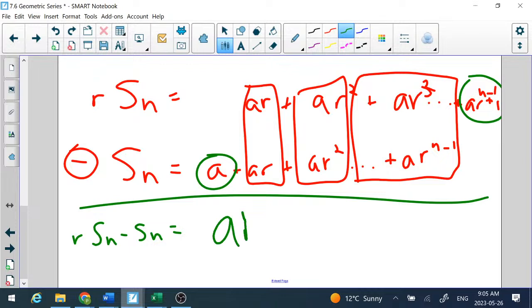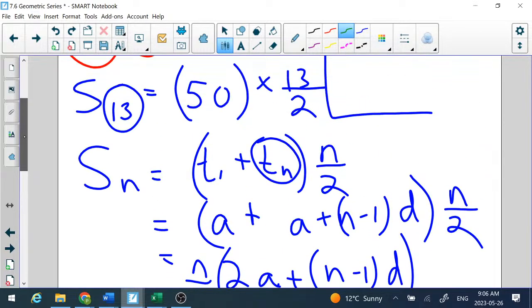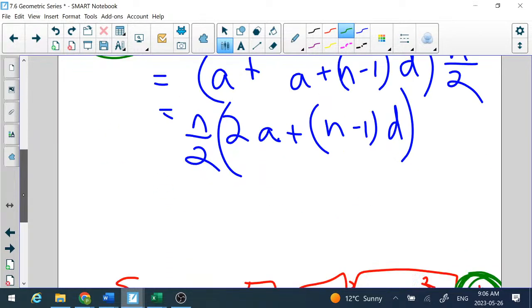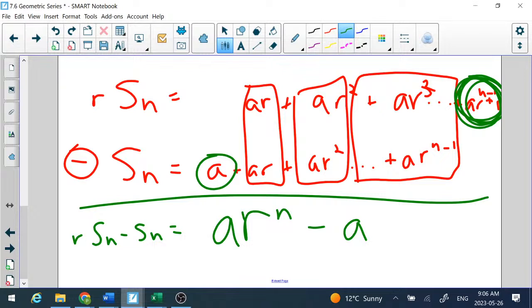Okay, shorten that up because we don't need to say all that gibberish. AR what? AR to the power what? Straight up n. Everybody agree with that? So this right here is AR to the power n. And then what else do we have? That's basically the formula. We just need to clean it up so that Sn is all alone. So how do we do that?